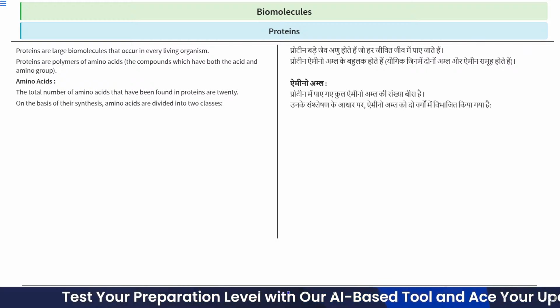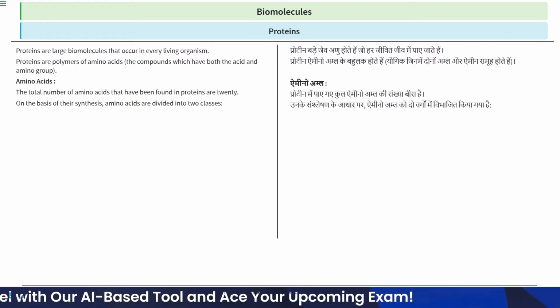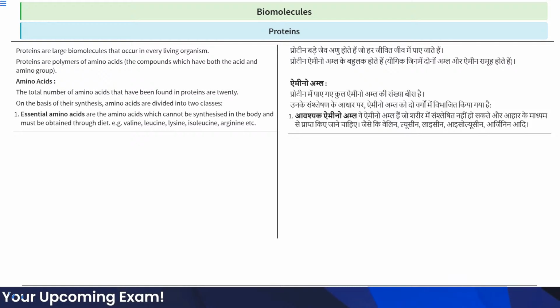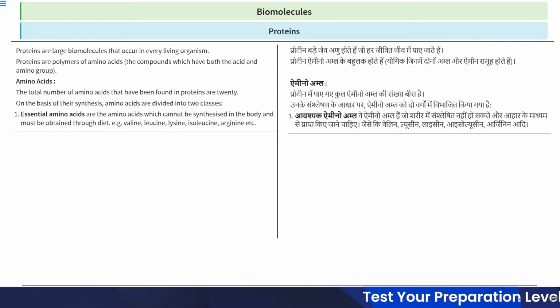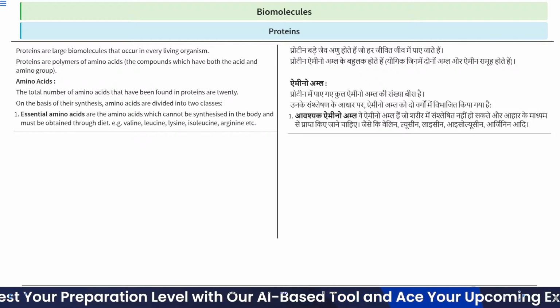On the basis of their synthesis, that is, how they are formed, amino acids are divided into two classes. The first class is essential amino acids. Essential amino acids are the amino acids which cannot be synthesized in the body and must be obtained through diet.